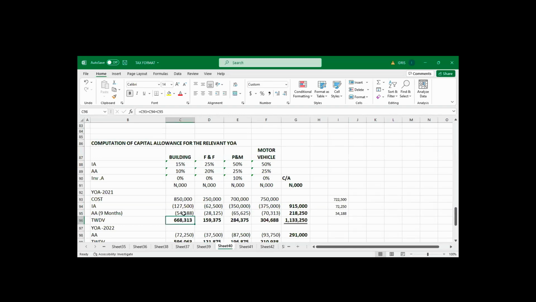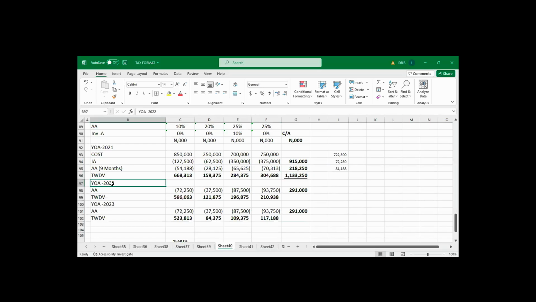That is the annual allowance for building. For furniture and fitting, the same thing: 250 minus 62,500, divided by 5 years, times 9/12. At the end of the day, you add all the annual allowance, it will give you 218,250. And when you add the annual and initial allowance, it will give you a capital allowance of 1,133,250.